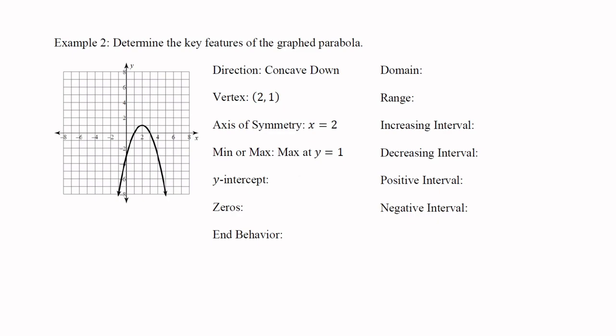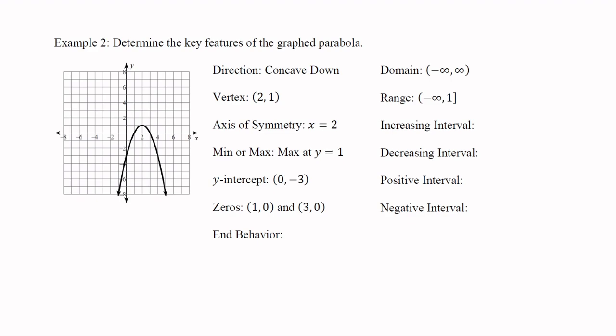Our y-intercept is at (0, -3). We have two zeros, one at (1, 0) and the other at (3, 0). Our domain is -infinity to +infinity. That's not going to change. Our range goes from -infinity up to the y value of 1.